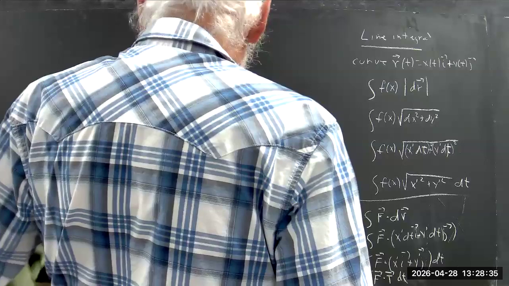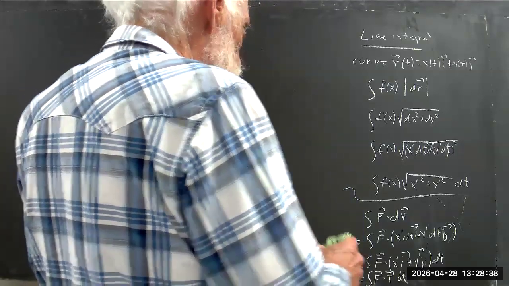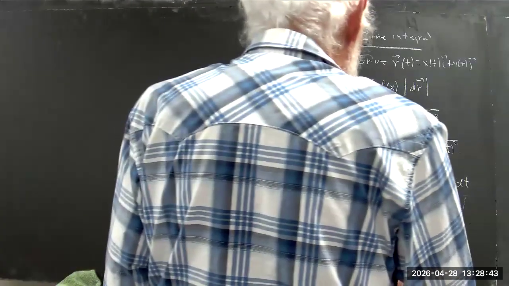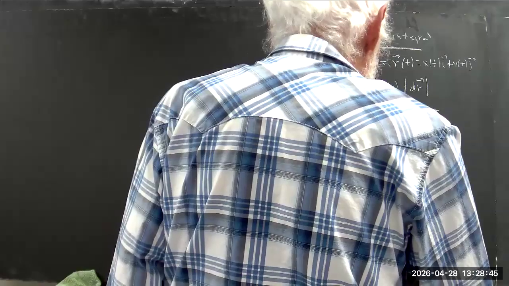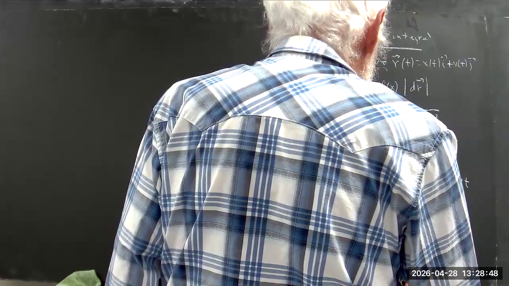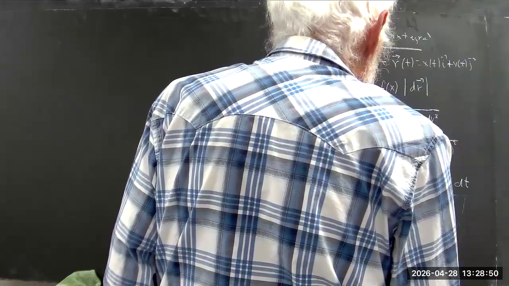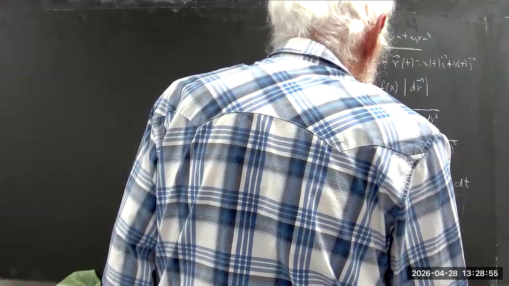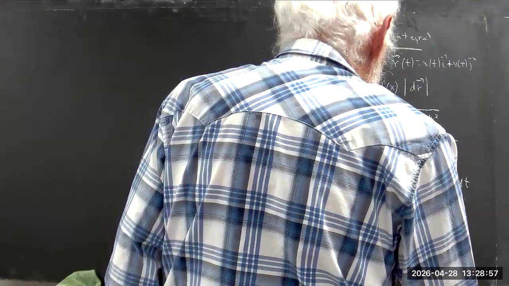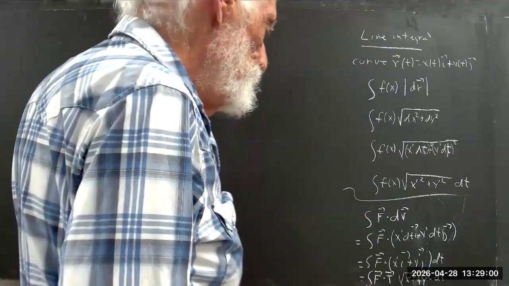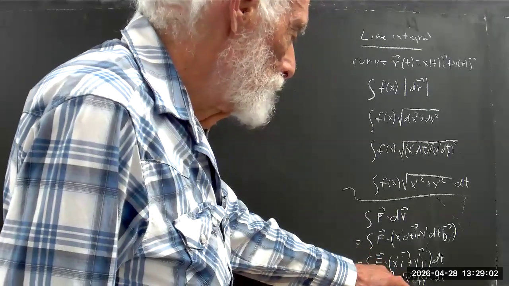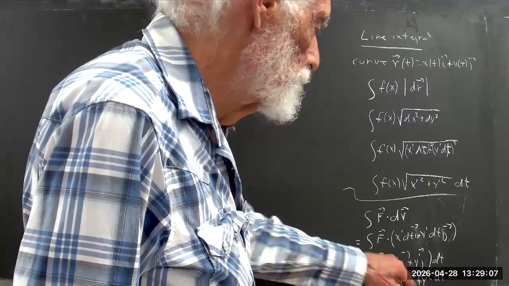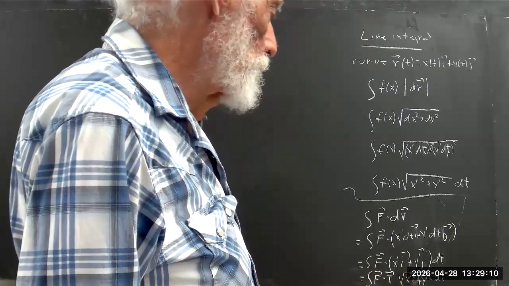It's the integral of f dot the unit tangent vector times the square root of x prime squared plus y prime squared. Might be a little hard to read, but it's that times the square root of x prime squared plus y prime squared.